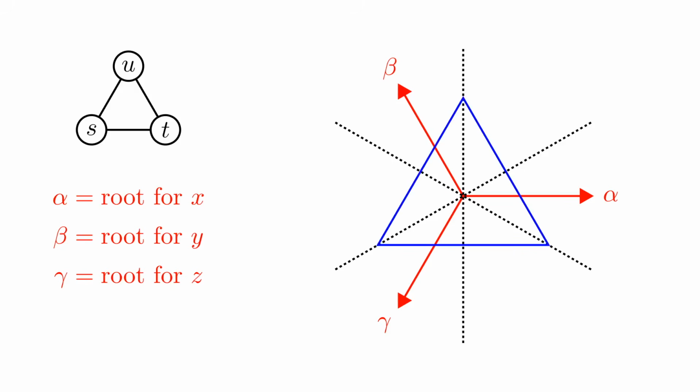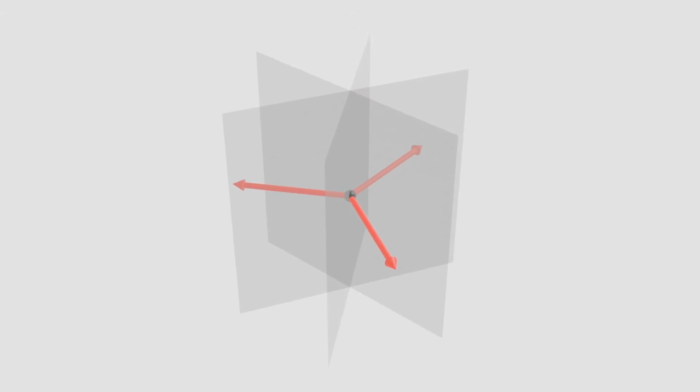But we proved that the representation was faithful, so what's going wrong? Well, notice something interesting. There's 3 roots, but they only span a 2-dimensional space.